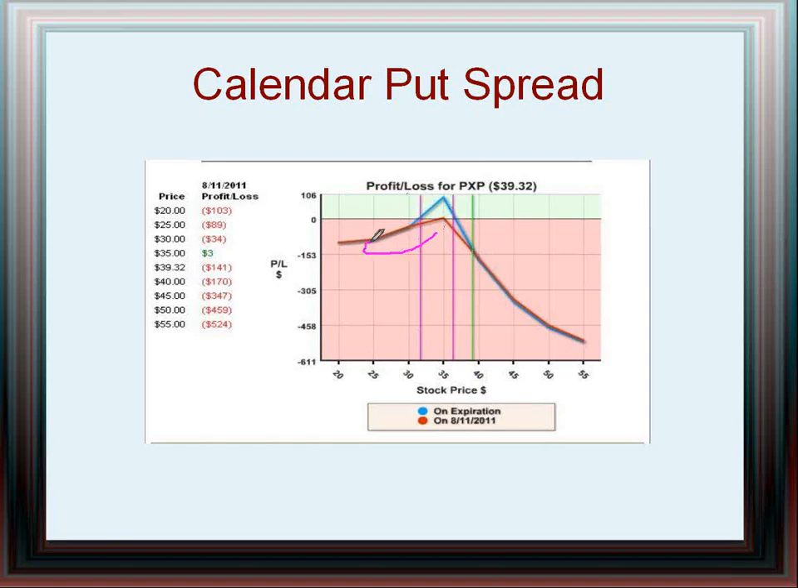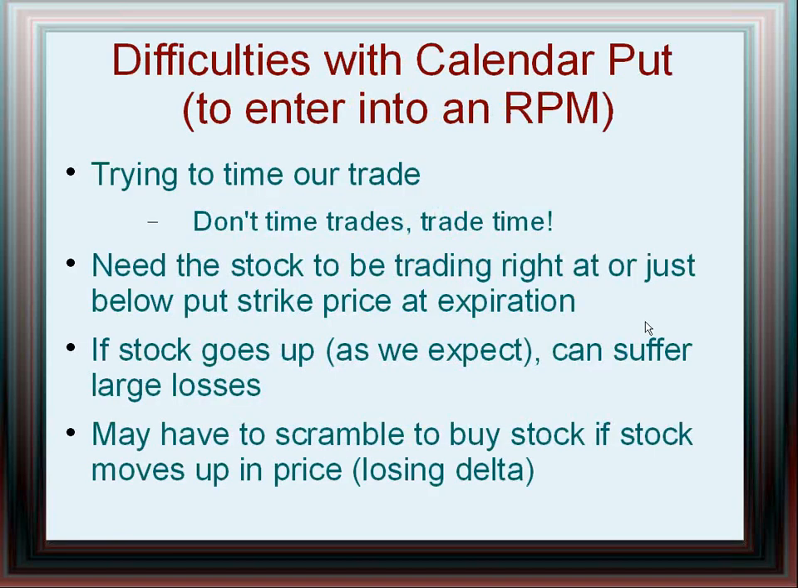But of course, if the stock gaps down here, remember, we're risking a fair amount of position. We're going to be forced to buy shares of stock at 35 or forced to buy to close that short put. Probably would have been better off just opening the RPM to begin with.